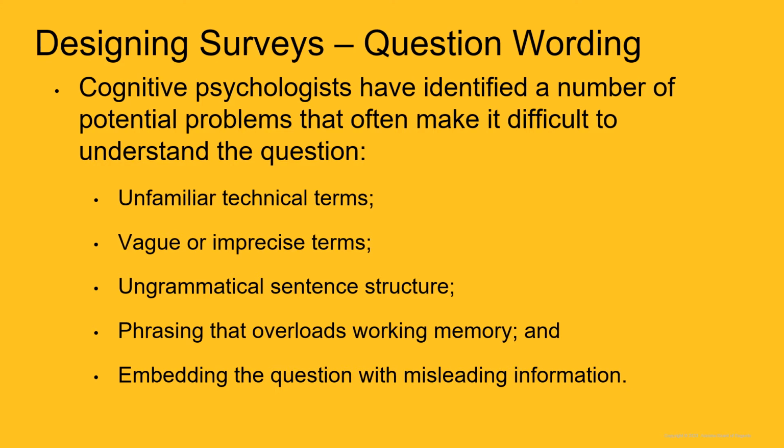For example, we want to avoid unfamiliar technical terms like jargon, psychobabble, things like that. Also vague or imprecise terms like kinda, sorta, and like. Poorly worded sentence structure should also be avoided, and sentences that are just flat out too long or complex that would overload a person's attention span or working memory. Finally, sometimes the information that precedes or follows a question might mislead the person into thinking that the question is really asking something other than what it states. And so obviously we want to avoid that as well.